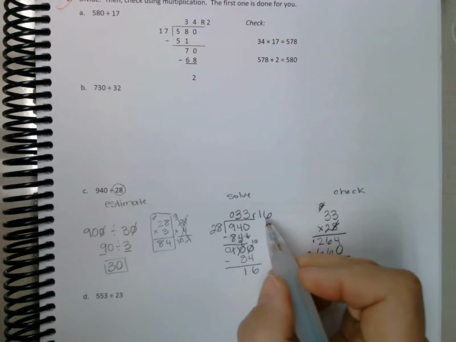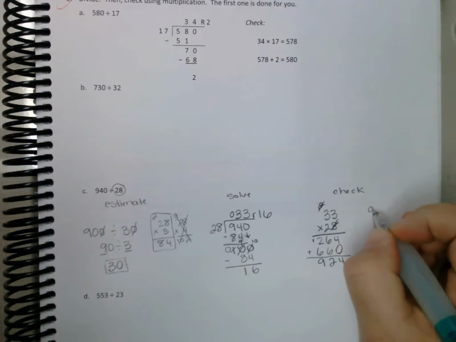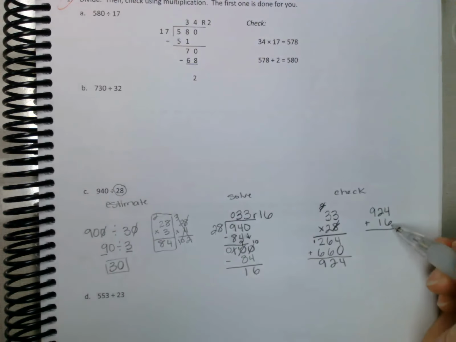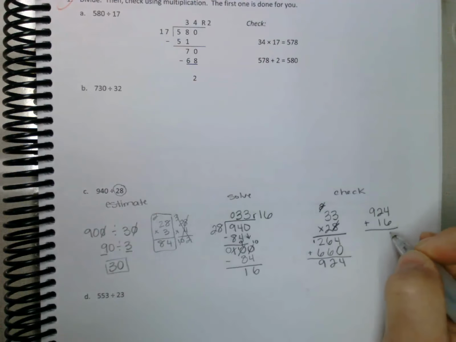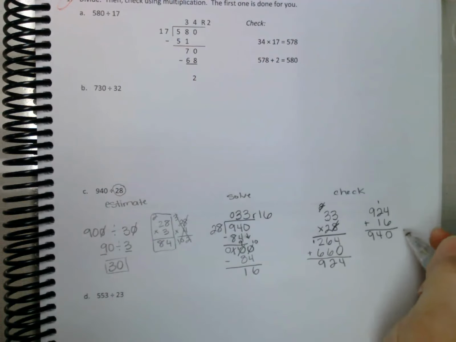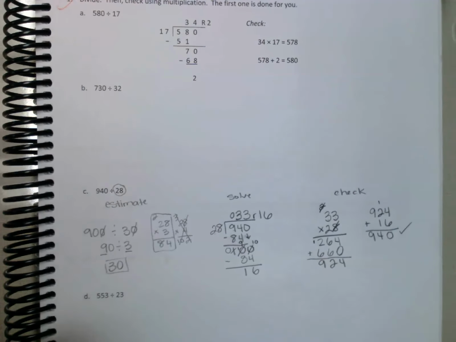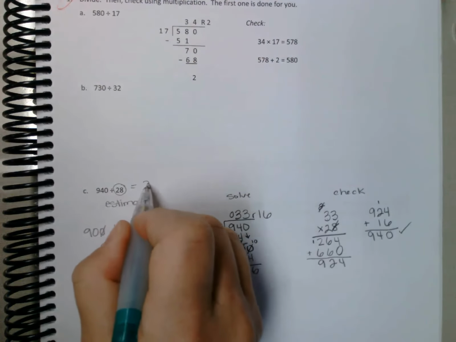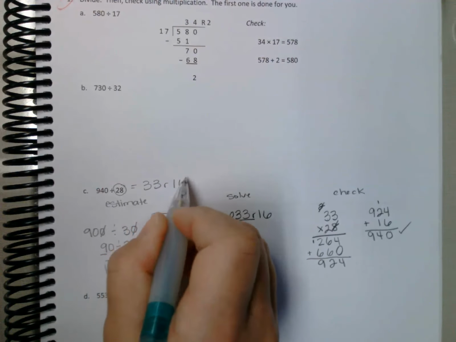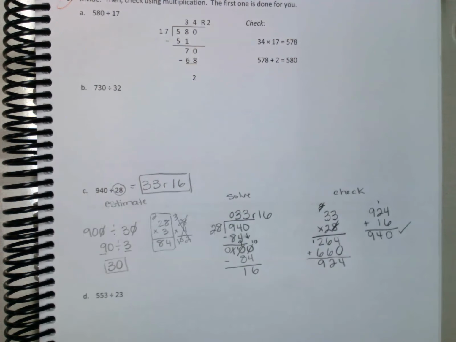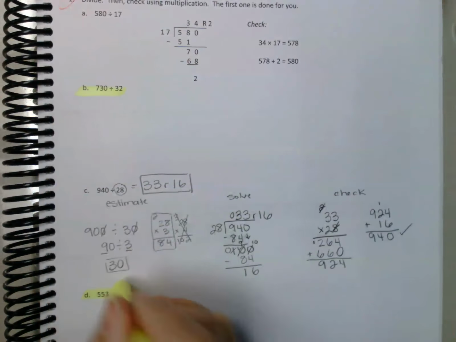But now I still need to add that remainder. So 924 plus 16. 6 and 4 is 10. So 0 goes here. 1 goes up. 4, 9. 940 is my original dividend right here. Yes, my answer checks. 33 remainder 16 is my correct answer. So equals 33 remainder 16. Okay, now I want you to do B and D on your own.